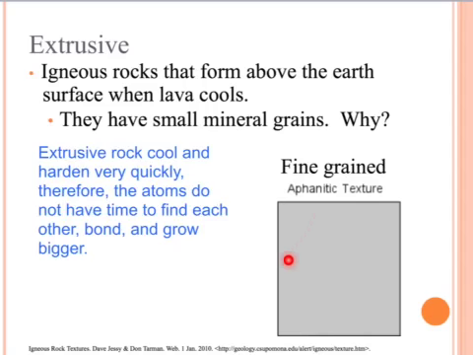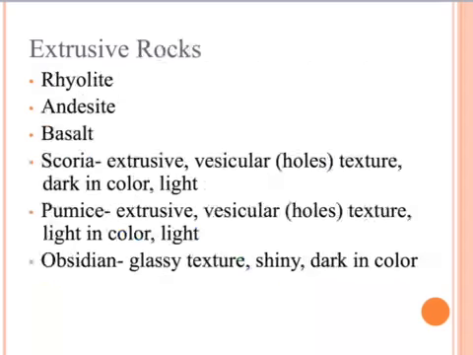This means when you look at a rock, it all looks about the same color. You can't see different colors. These are some of the common extrusive rocks. Rhyolite is light-colored, andesite is gray, and basalt is black.